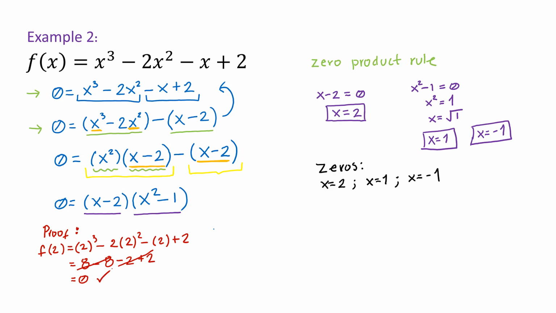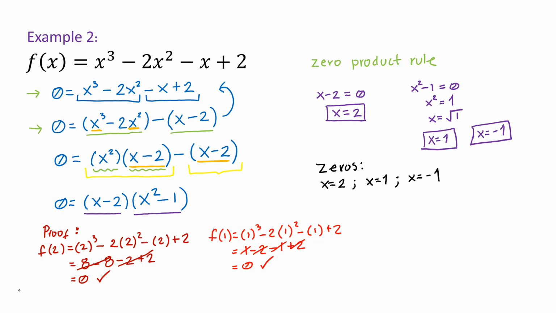Now let's check the next answer. When x is 1, the function is the cube of 1 minus 2 times the square of 1 minus 1 plus 2. The cube of 1 is 1. The square of 1 is 1 times minus 2 is minus 2. Minus 1 plus 2. 1 minus 1 is 0, and minus 2 plus 2 is 0. So 0 again. 1 is a 0 of the function.